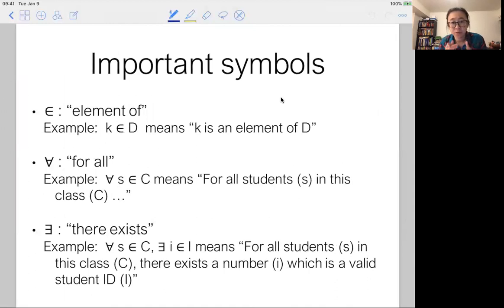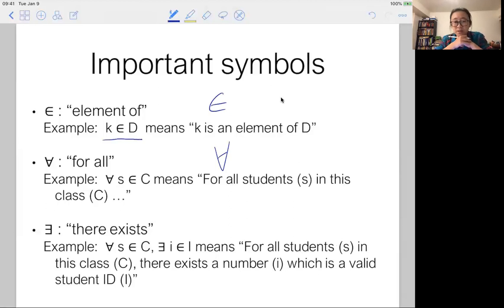Okay, so there are a few important symbols for putting in front of the predicates. The first one is this symbol, which means it's an element. If I say K belongs to D, using this symbol, it means K is an element of D.